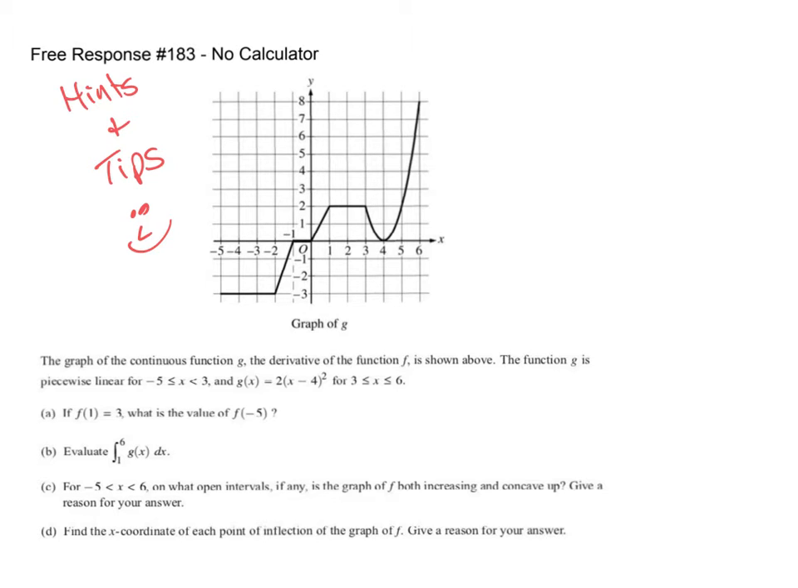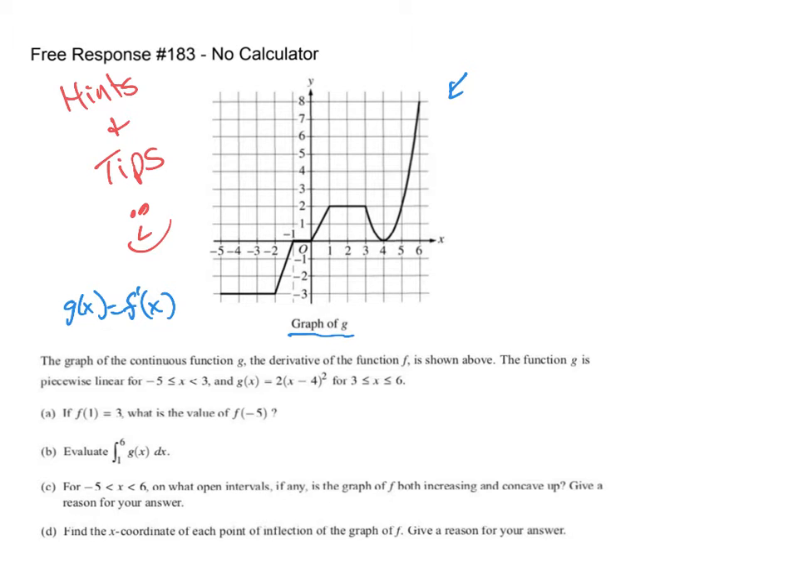So for this problem, we are given this diagram here at the top. I notice that it says this is the graph of g, and then we have to read about what g is. Please make sure you always read all the words for these problems. The graph of the continuous function g, the derivative of function f, is shown above. Notice they told us something important, that g of x is actually the derivative of f of x. So we are looking at a derivative when we look at this graph.